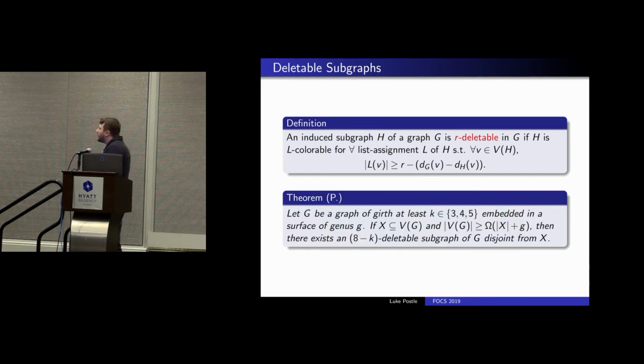And with some work, so maybe 10 pages, you can take the theory I said on the previous slide and get a stronger version. It looks like this. If I give you a graph of girth at least k, 3, 4, 5, embedded in a surface of genus g, and a subset x of the vertices, and you promise me the graph is big, so it's bigger than linear in x plus g, g is the genus, then actually you can find a deletable subgraph, and you can find it disjoint from that root set x.